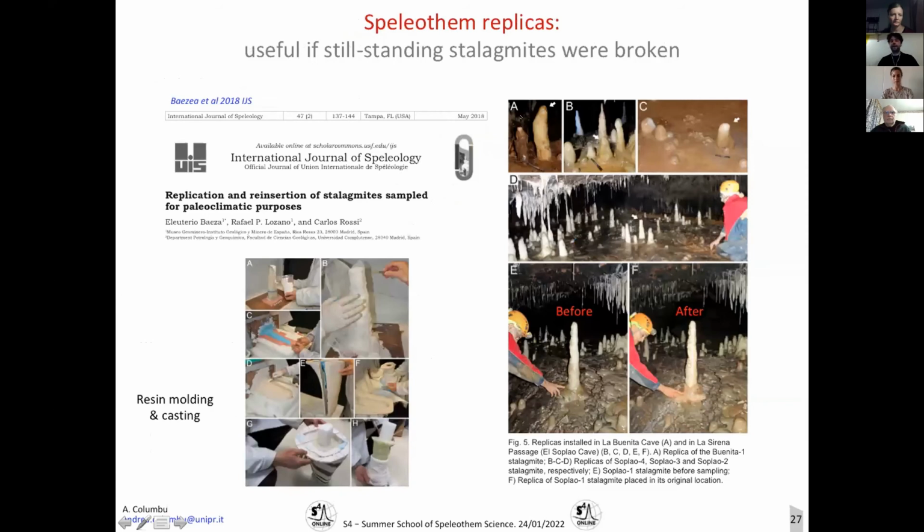At the same time, we can make some speleothem replicas. And this is the case if, for whatever reason, we had the necessity to break still standing speleothems. For example, Bazia et al. in 2018 give you a really precise methodology to reconstruct speleothems by using resin molding and casting. And in this picture here, you can see the original speleothem on the left and the replica on the right, and they look the same. So if you are in that case in which you have to break a still standing speleothem, you must consider at least a replication of the speleothem you have collected.